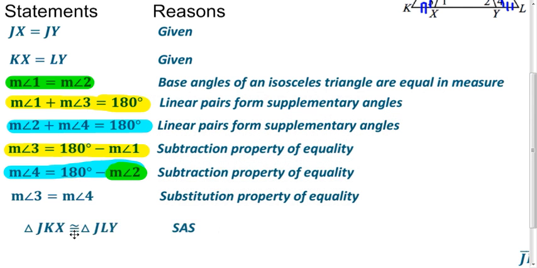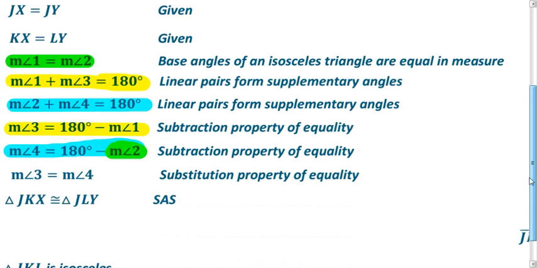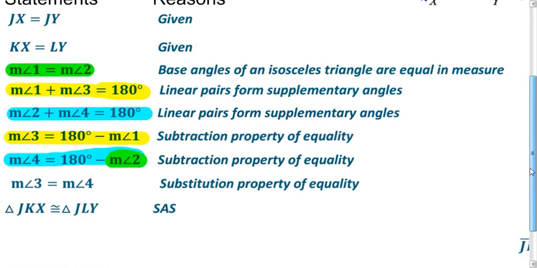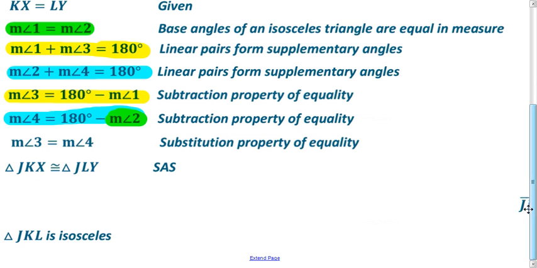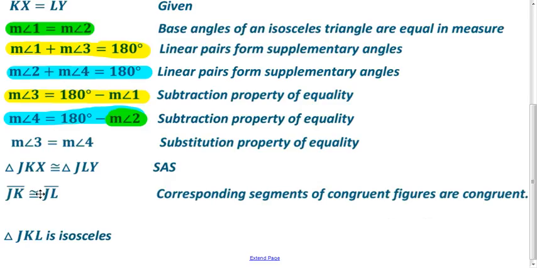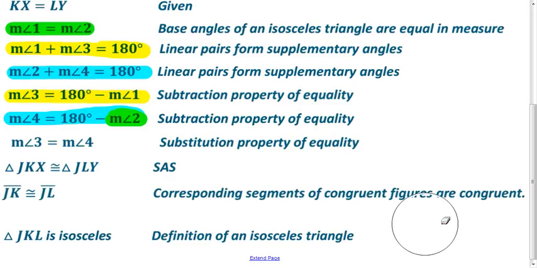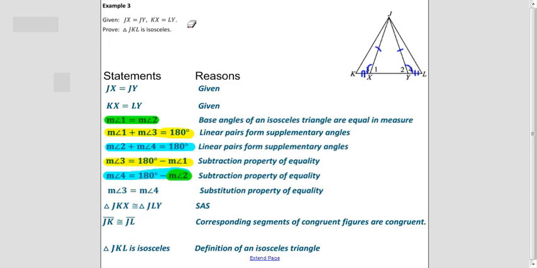And when we name them, we can say triangle JKX is congruent to triangle JLY. So these are the tinier ones on the outside. And we want to say that we have an isosceles triangle. So it looks like the two legs we want are JK and JL. Those are corresponding segments. And so now we have two congruent sides, so it's an isosceles triangle by definition. So there's the entire proof.